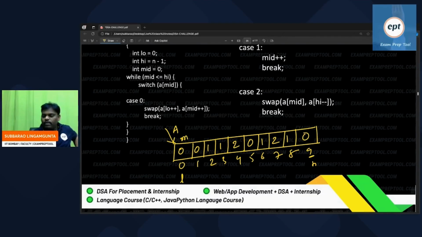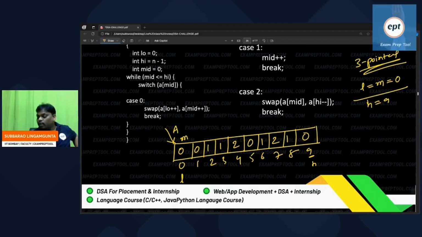Right? So 3 pointers, or 3 variables, you take. Where low and mid are initially at the 0th index, and high is at the last index, 9. So remember everyone: low's purpose is zeros, mid's purpose is ones, and high's purpose is twos.